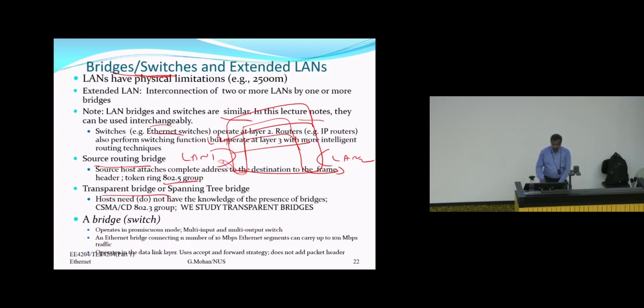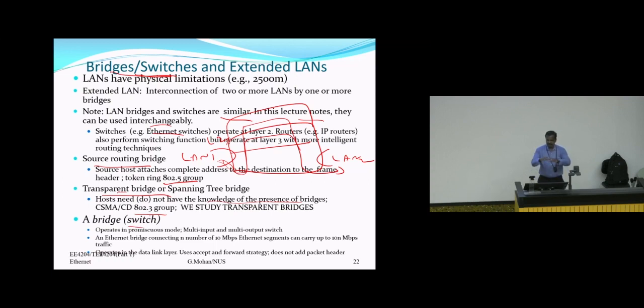The other type, promoted by the 802.3 group, that means the Ethernet group, is basically the transparent bridge or spanning tree bridge. Later you'll understand why we call it a spanning tree bridge. In this case, the hosts need not have the knowledge of the presence of switches or bridges. So we don't need to have any extra knowledge. Just go and connect it.